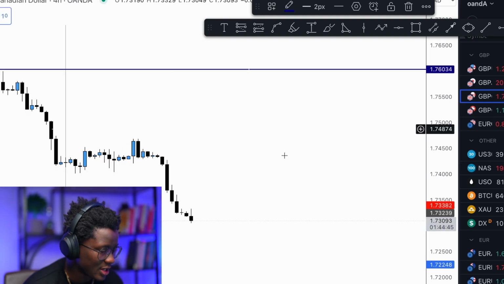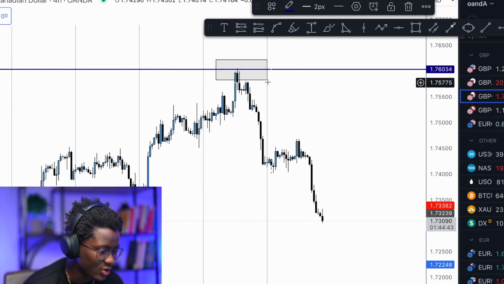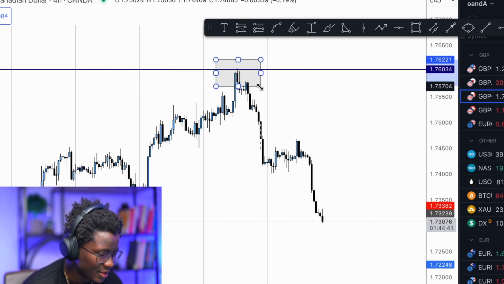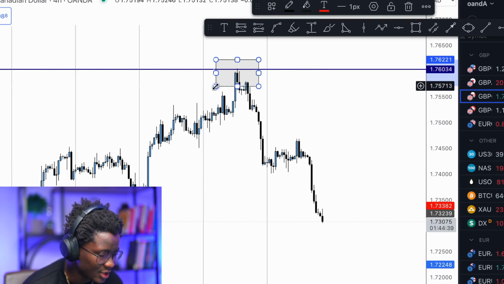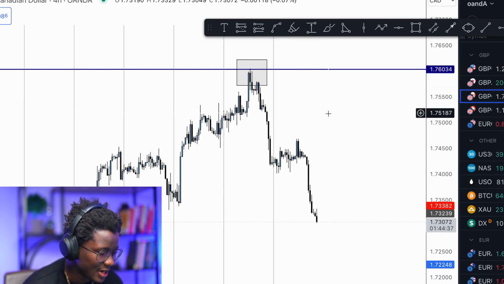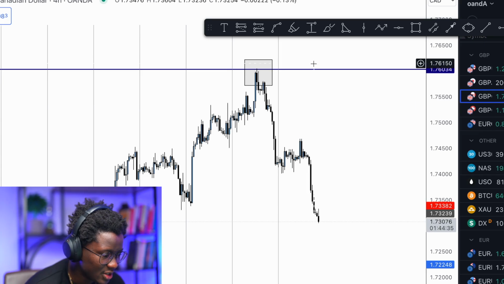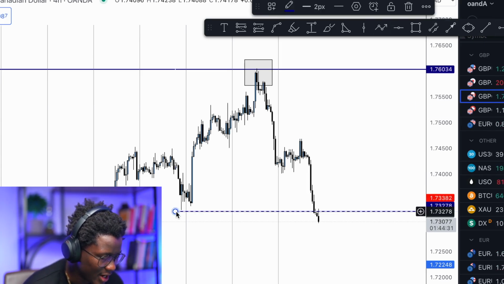Now, normally when I come to the 4-hour time frame, you would want to find your entry within this range. You'd want to find your entry within this range. Once you find your entry here, you're targeting the market to come to the most immediate low, which in this case would be this very low right here.